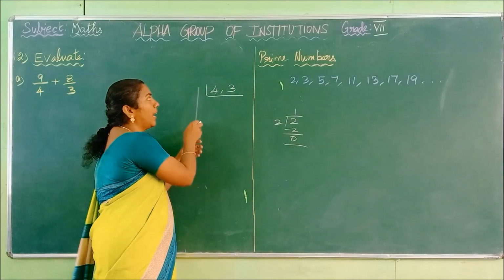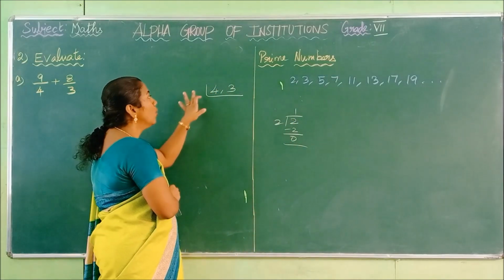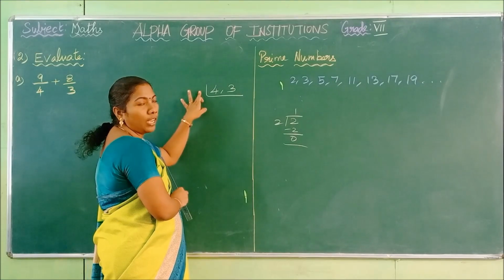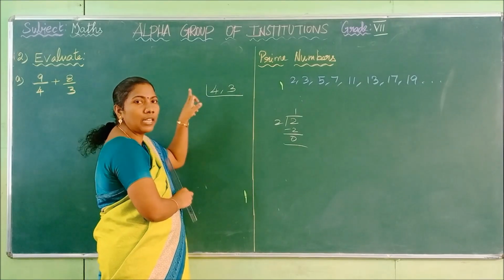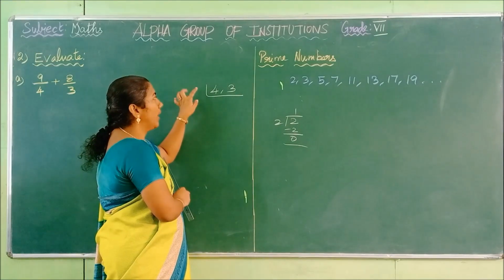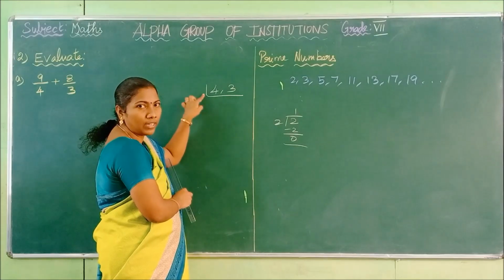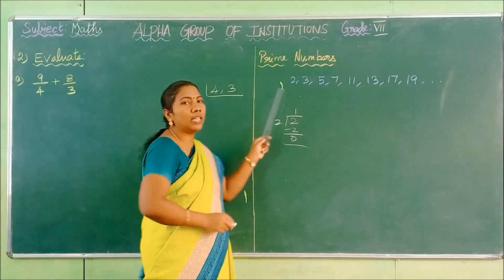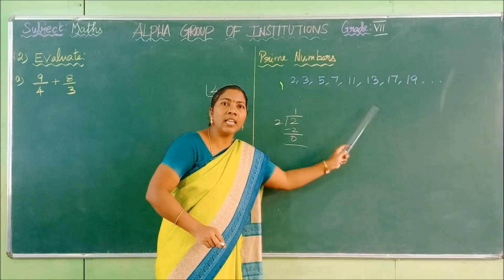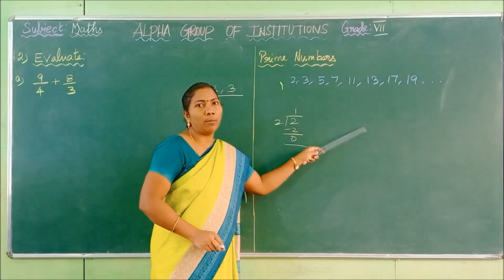Here you have to write the prime numbers only. Don't write the 4 here. Okay, 4 is not a prime number. It is a composite number. So while you are writing the divisors in this factorization, you have to use only the prime numbers. These are the prime numbers. So keep this in your mind.